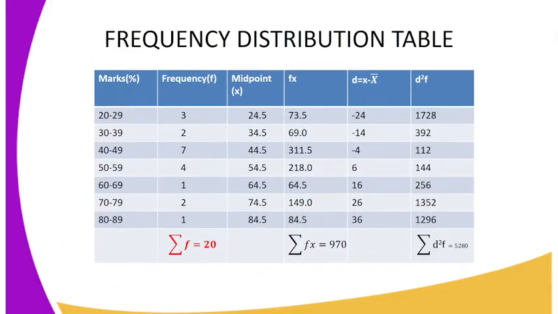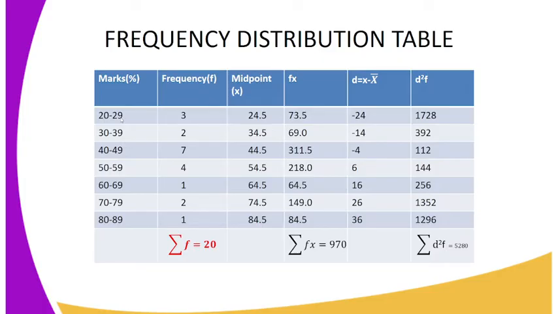As you can see, it is well illustrated there: the marks, and the frequency represents the number of students, and the midpoint is calculated as follows. You take the 20, you add it to 29, you get 49, then you divide by 2, you will end up getting 24.5.